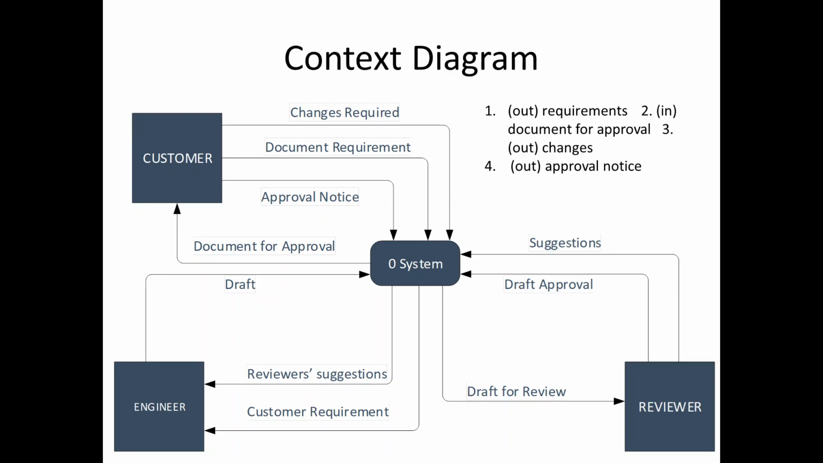And more specifically, in the context diagram I'm going to draw, I'm going to include only the customer entity. As you can see here, in this context diagram, we have 3 external entities: customer, engineer, and reviewer. And I'm going to just include the customer entity in my demonstration.